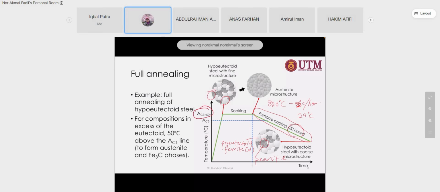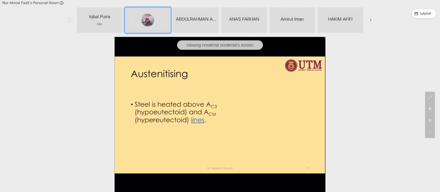And for compositions in excess of eutectoid, it is 50 degrees Celsius above the AC1 line for full annealing. Then austenitizing. What is austenitizing? When we heat the steel above AC3 for hypoeutectoid and ACM for hypereutectoid, we will get austenite. So we call it the austenitizing process.